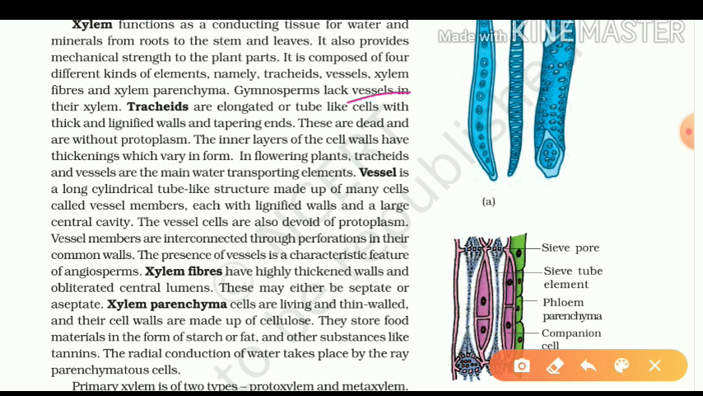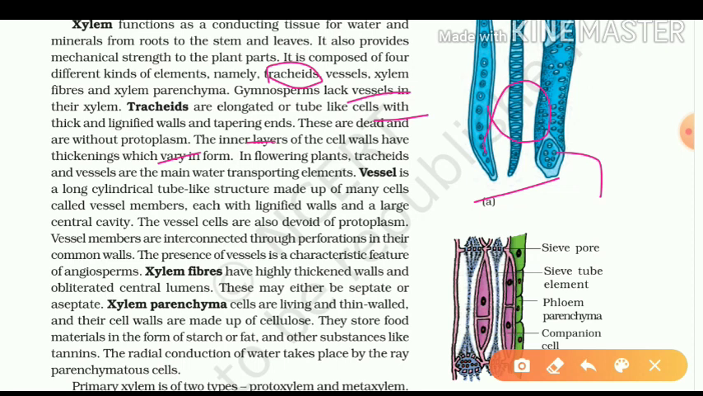And let us discuss tracheids, which is the second element. So guys, tracheids are elongated or tube-like cells, thickened, lignified, with tapering ends. They are dead, without protoplasm. So guys, basically this is the tracheid. Tracheids don't consist of protoplasm, so it is a dead tissue. We can also say this is a dead shell. The inner layers of this cell wall have thickening in various forms. So you may observe it in the inner walls. So it is thickened.